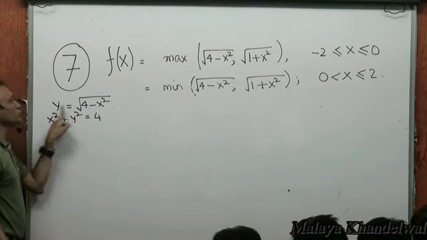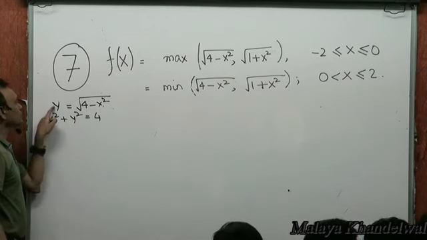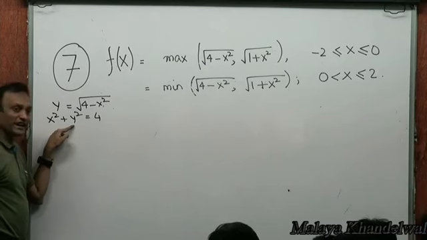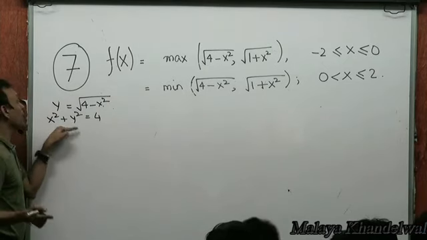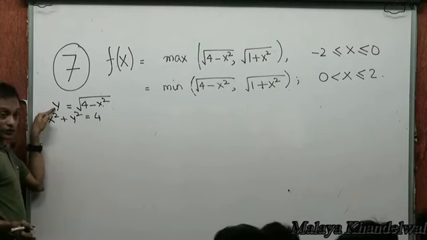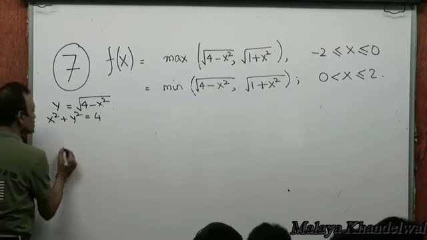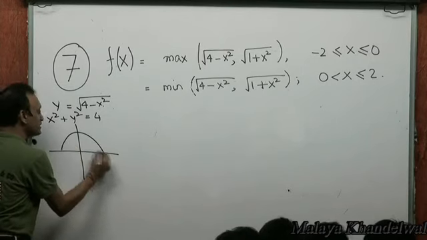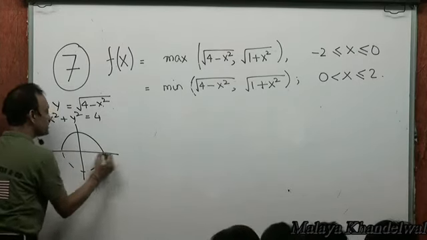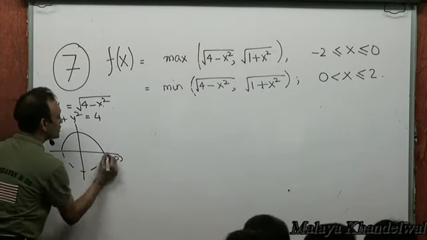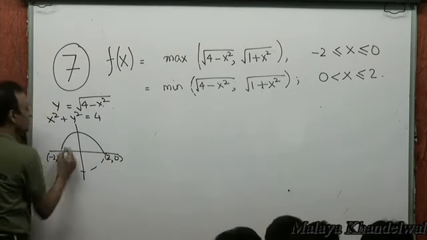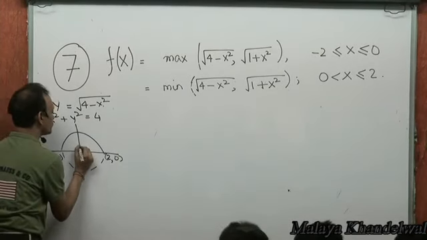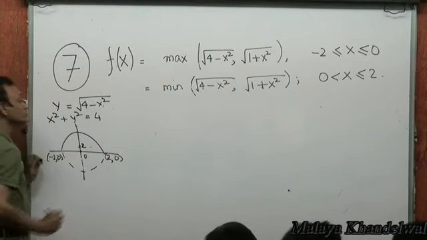Yes or no? If you square this, you get x squared plus y squared equal to 4. So this is part of a circle, with center 0, 0 and radius 2. But which part of the circle? The part in which y is greater than or equal to 0. So y equal to root 4 minus x squared doesn't represent the full circle, doesn't represent the dotted line, but only the solid line, from minus 2 to 2. This is the graph of y equal to root 4 minus x squared.